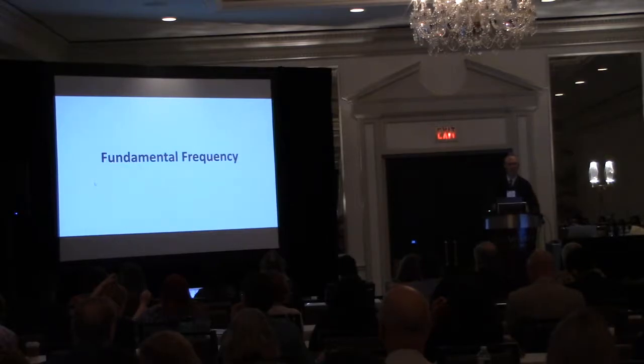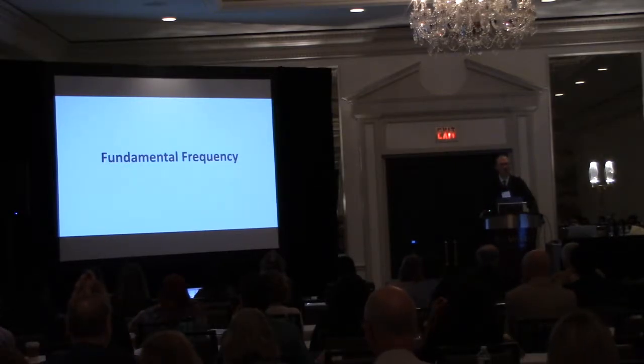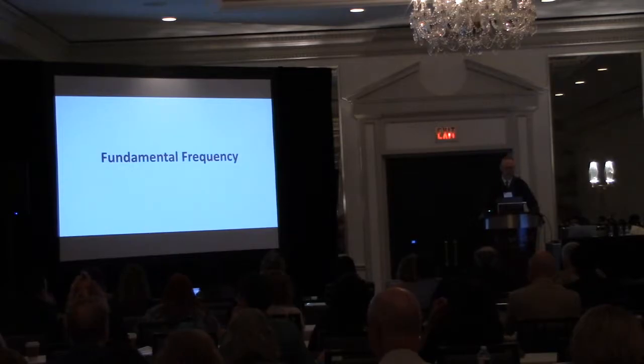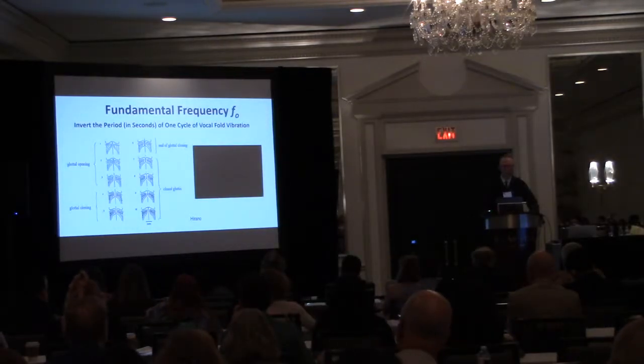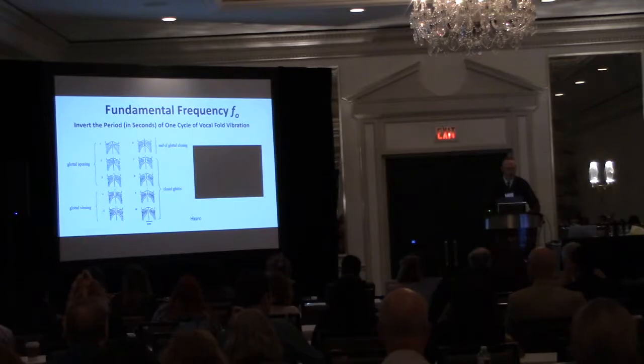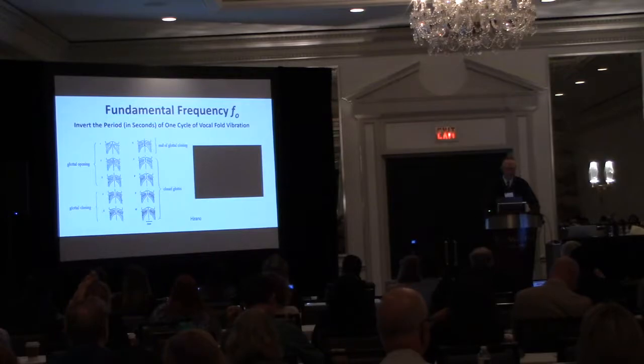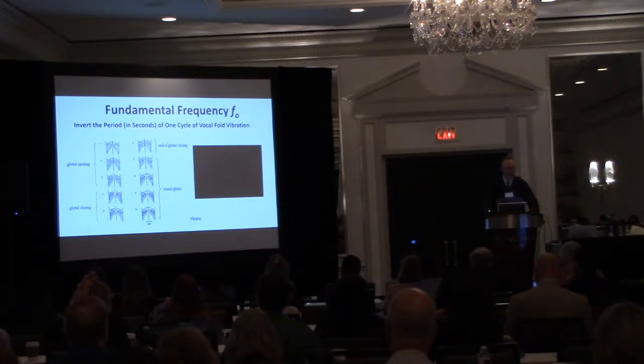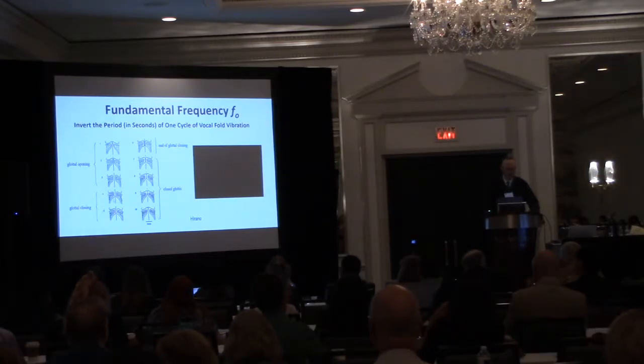So let's talk about some very basic parameters or variables that we control when we are speaking or singing. Fundamental frequency is first. This is an illustration again of one cycle where the vocal folds are together. The vocal folds separate and then reach a maximum. When the vocal folds are separating, we say this is glottal opening. When the vocal folds then come back toward each other, this is called glottal closing. And then there's a third phase called the closed glottis.